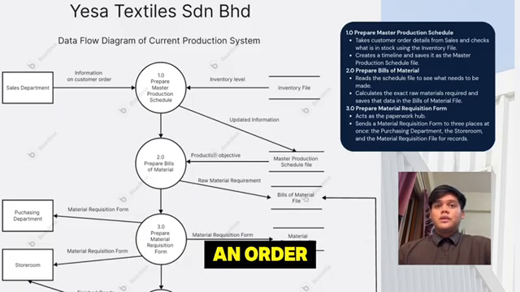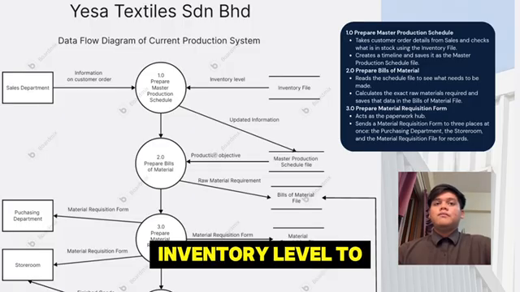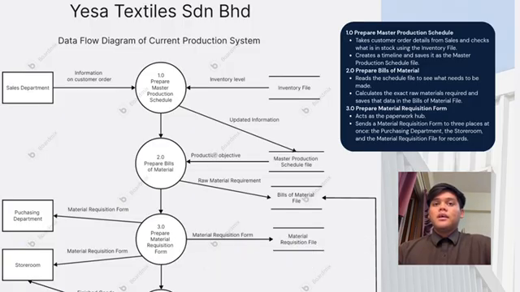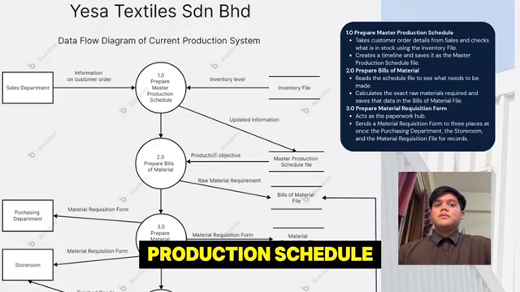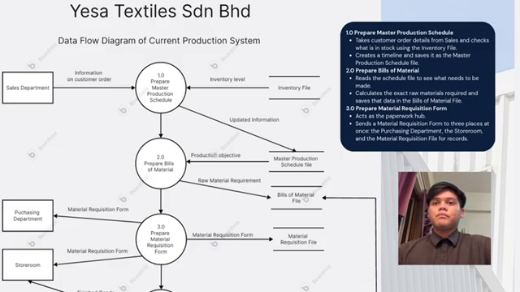When a customer places an order, the sales department sends information here. At the same time, they check the inventory level to see whether there is stock, and they combine the data to create a production schedule, which is then sent to the master production schedule.